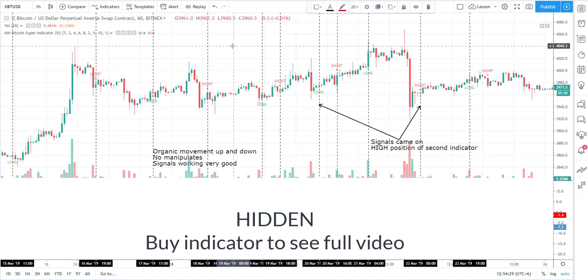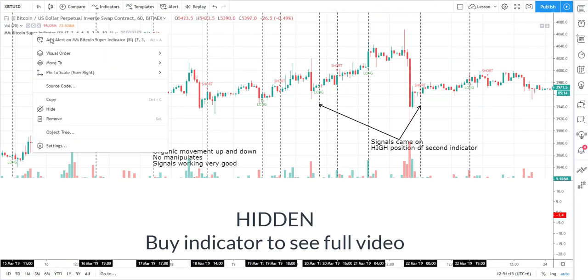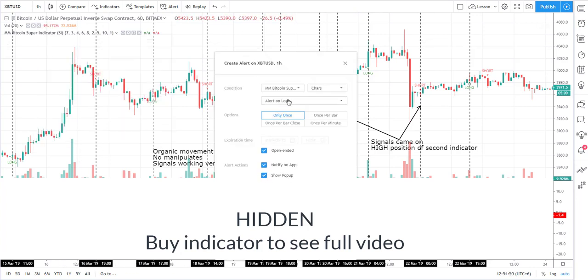Okay, and the final thing that I want to tell you about is how to make an alarm system. If you want to get alarms on every signal when it comes, you can make it here. Just right click on the Super Bitcoin indicator and press add alert. Here you can choose alert on long or alert on short. If you are using the free version of TradingView, then you can place only one alert. And if you have premium, then you can place both alerts.